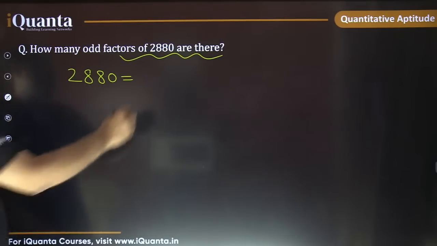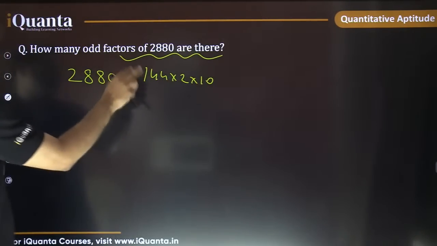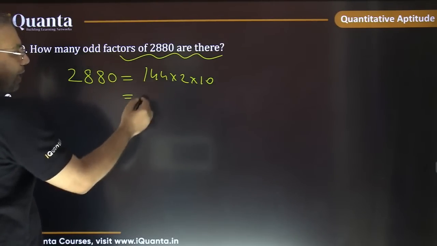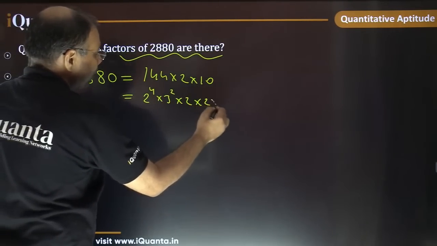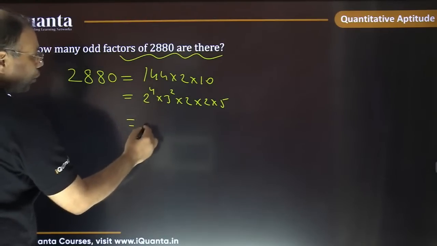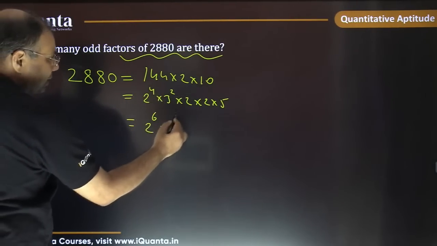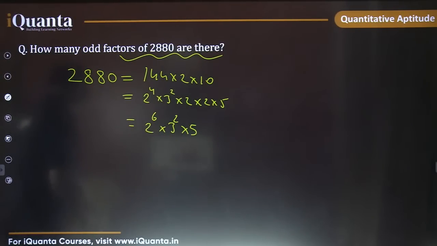So 2880, I know it is 288 into 10, and 288 is 144 into 2. Now 144, I know it is 12 into 12, or 16 into 9. So 16 into 9 into 2 into 2 into 5, which means 2 power 4, 5 and 6. So 2 power 6, 3 square and 5. So that is the prime factorization for the number, isn't it?